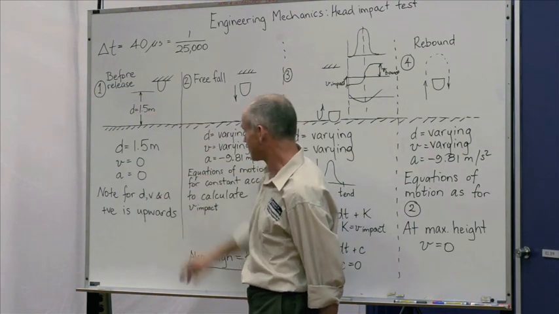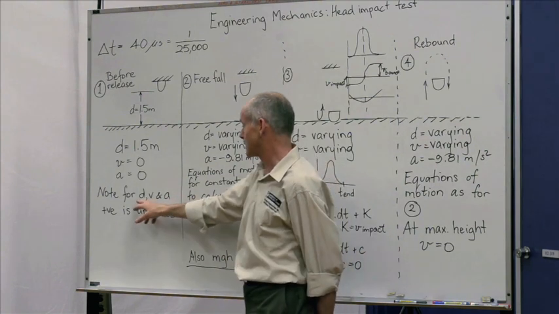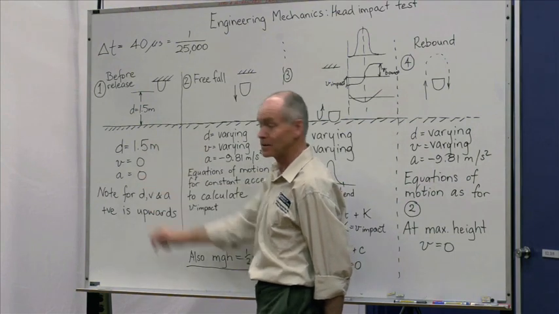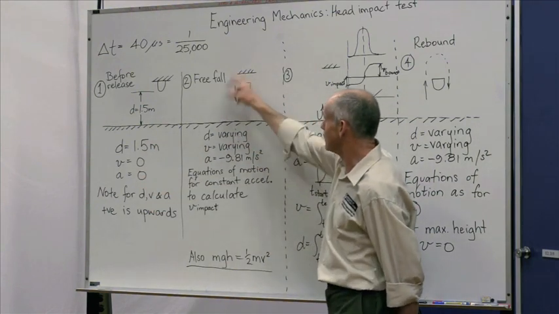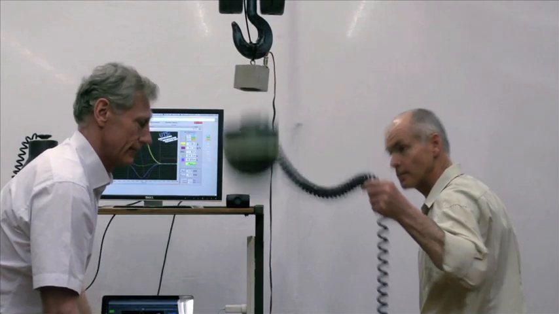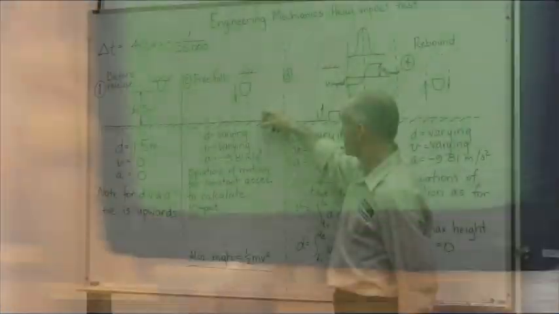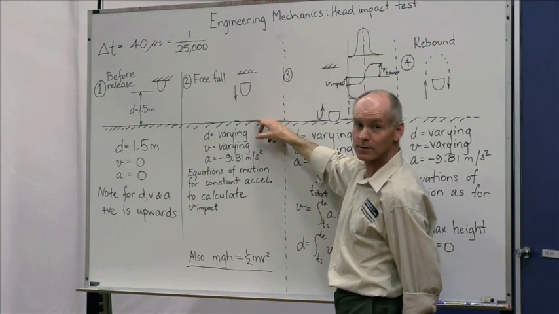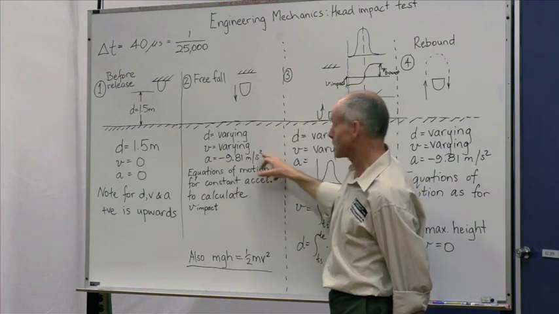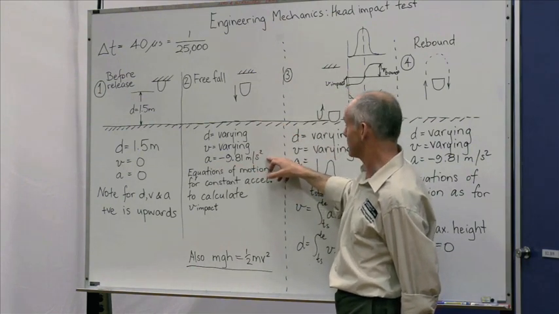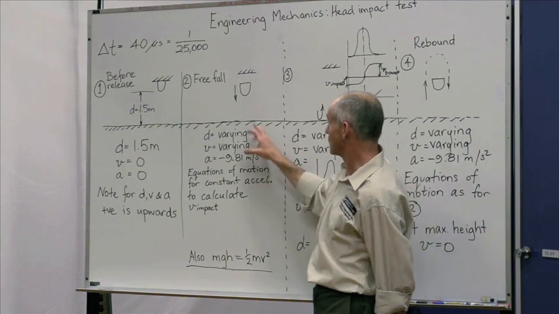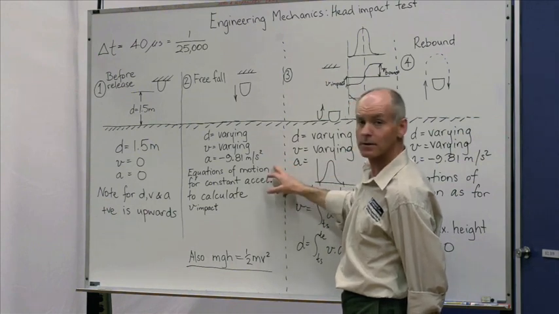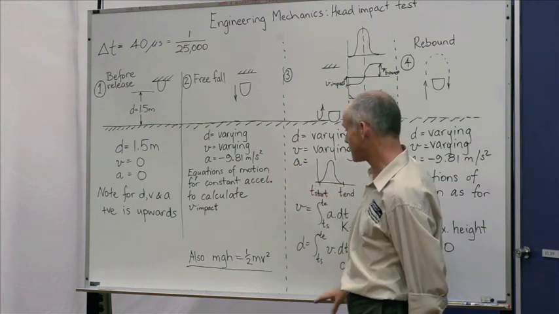Same for acceleration. Throughout this analysis, for displacement, velocity and acceleration, the convention is positive is upwards, negative is downwards. Now, during the free fall, our distance is varying throughout this stage, as is velocity. Velocity is going from 0 up to the impact velocity, and the acceleration is constant, minus 9.81 metres per second squared. Because we have constant acceleration, we can use the equations of motion that assume constant acceleration.